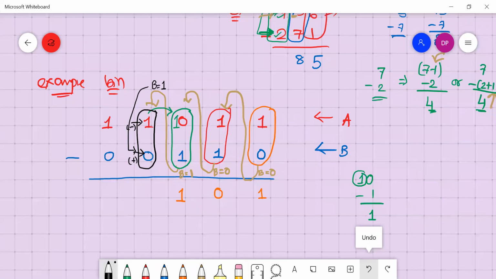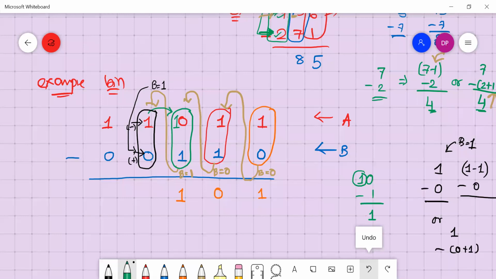So, it will be equal to what? 1 minus 0 was there, and we had a borrow 1. So this 1, what we can do, 1 minus 1, minus 0. This will give us the answer, or 1 minus 0 plus 1. This borrow 1 we have subtracted here, or we can add it here. So what will be the answer?